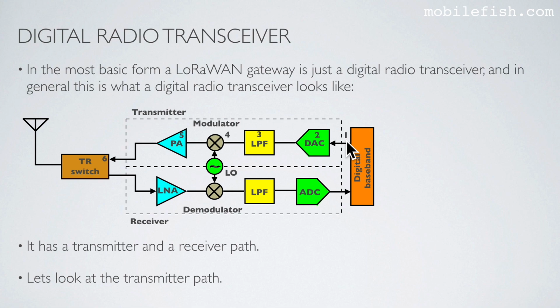Step 1. The digital data that contains the information that needs to be transmitted. Step 2. The digital to analog converter converts the digital data to an analog signal. Step 3. The low-pass filter filters out the noise, etc. from the analog signal. Step 4. A local oscillator generates a carrier signal and modulates the carrier signal onto the analog signal, thus creating an RF signal. Step 5. The power amplifier boosts the RF signal. Step 6. The transmit-receive switch sends the amplified RF signal to the transmitting antenna.